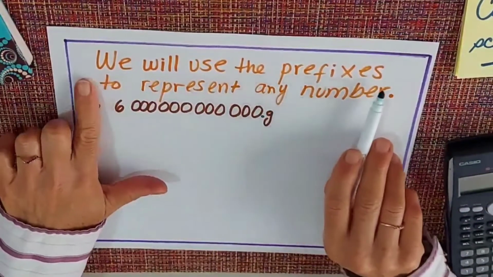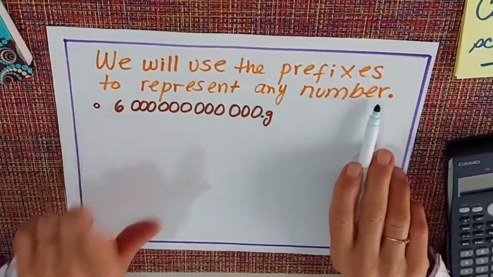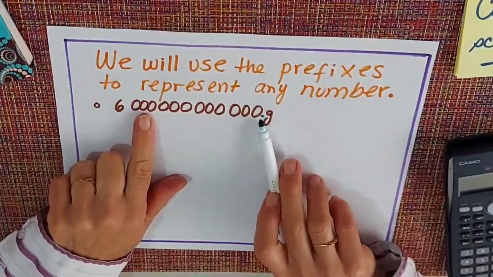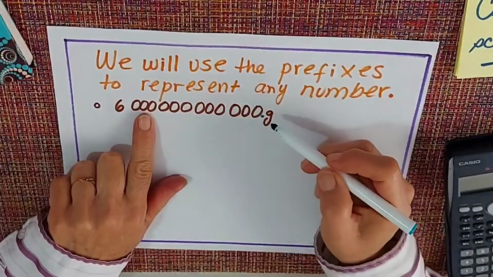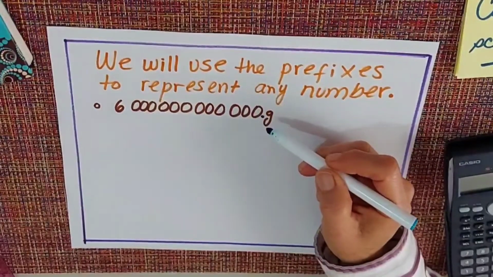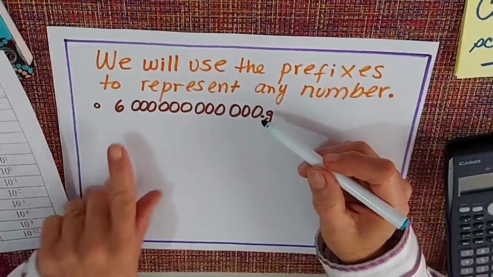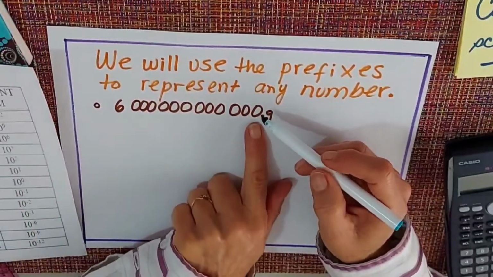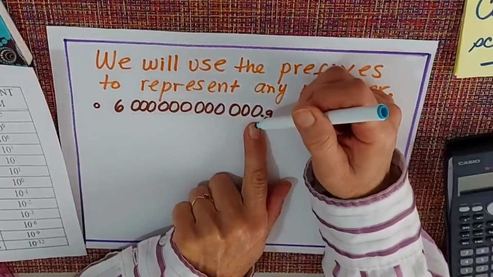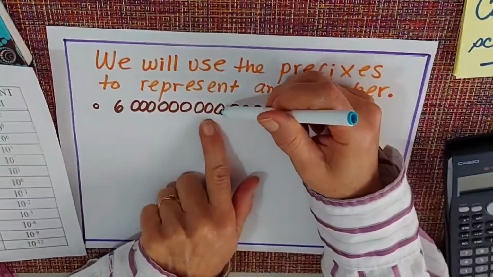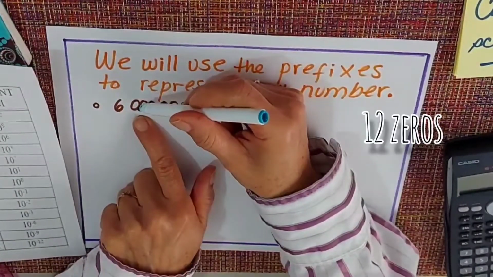We will use the prefixes to represent any number. Only remember that the decimal point for whole numbers has to be here. Now we are going to look for the prefixes that can be used on this occasion. Here we have 1, 2, 3, 6, 9, 12 zeros.